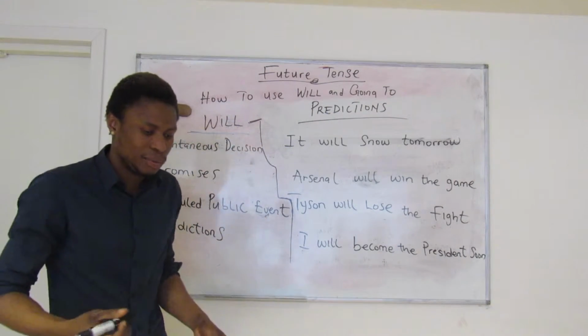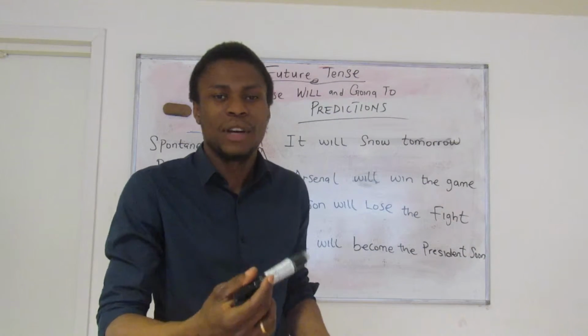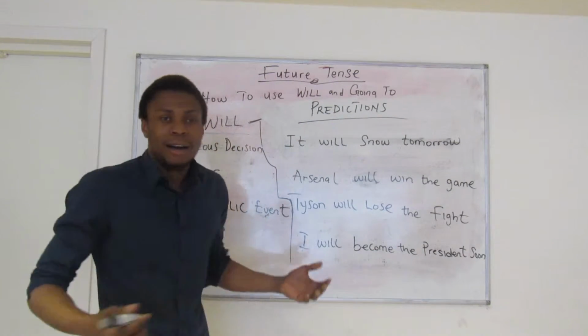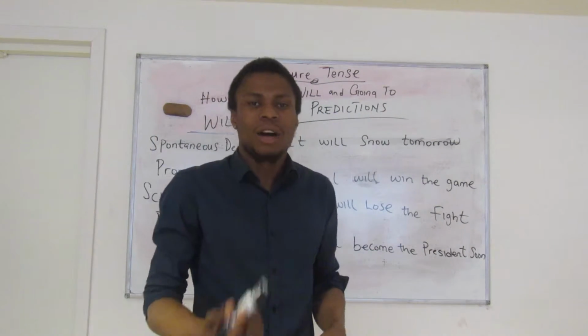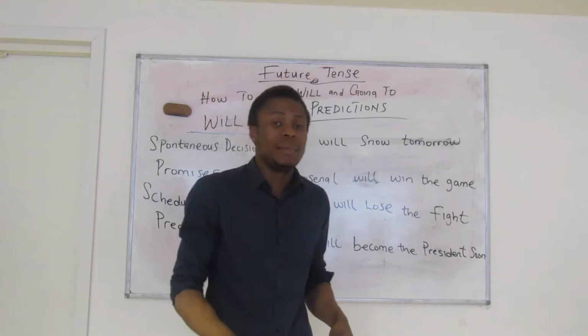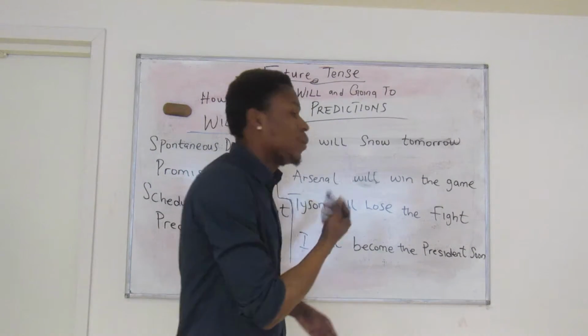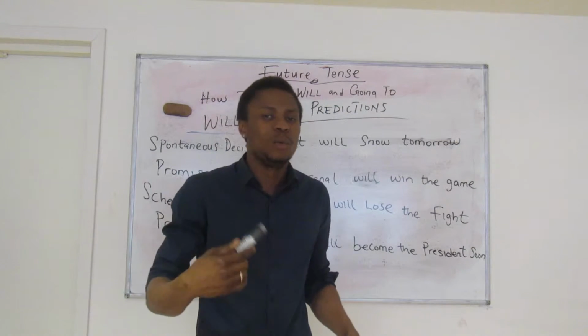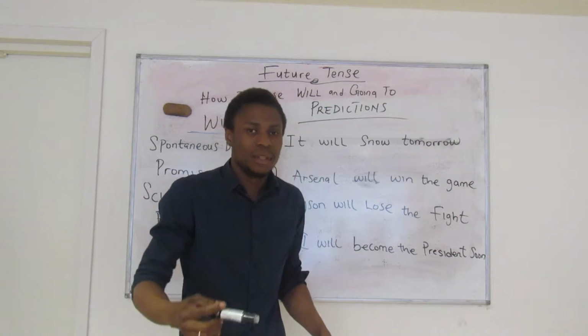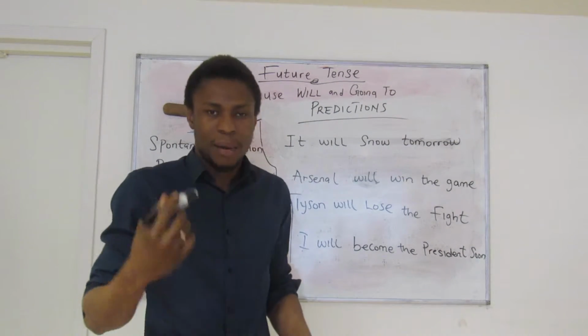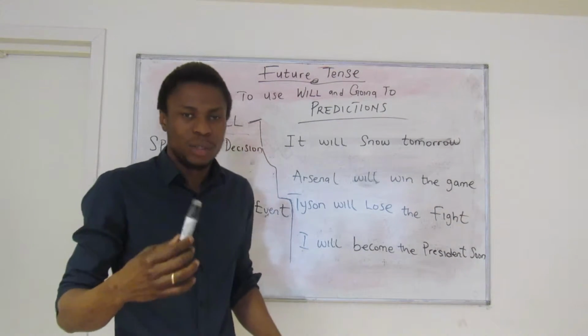Now, the second example, it's very interesting. It's my favorite team, Arsenal. Imagine my favorite team, Arsenal, is playing against the team I don't like, Chelsea. I always predict that Arsenal will win the game. It's a prediction. There is a chance to lose, but my prediction is always Arsenal will win the game.